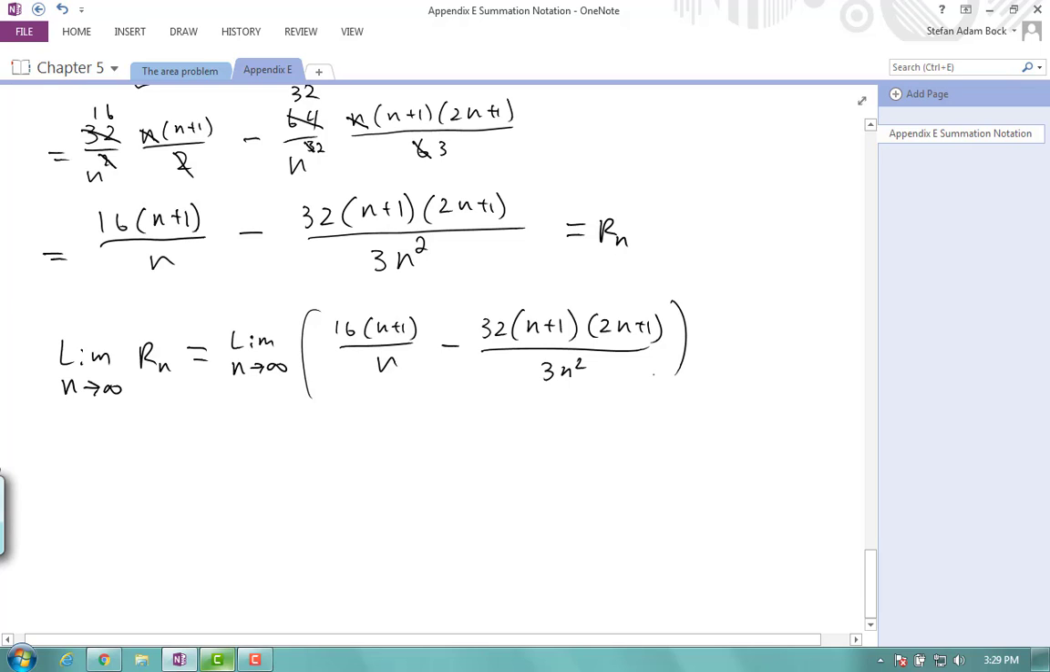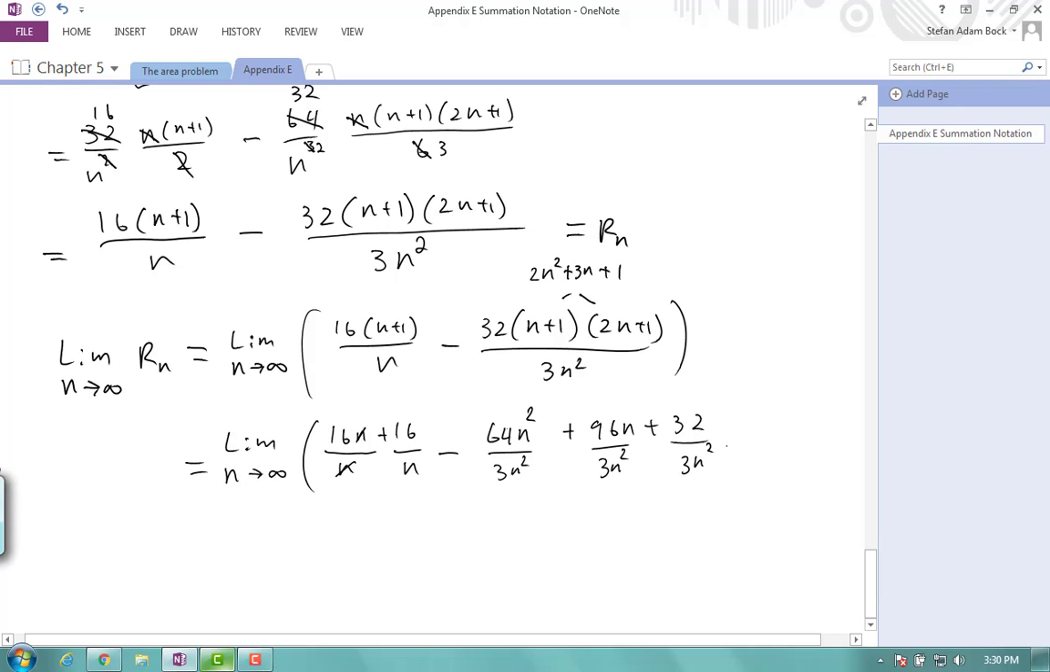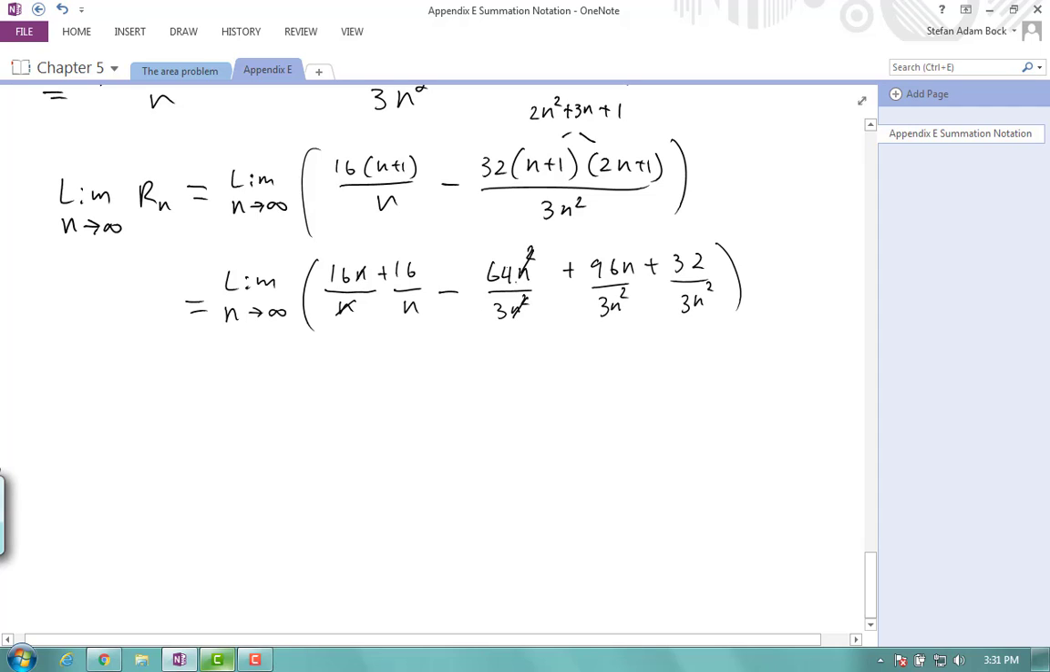Now I can't just plug in infinity because I've got fractions and differences and all kinds of things are going to go wrong. But I can go ahead and try to evaluate this limit. This is now 16n plus 16 all divided by n, minus, what does 2n plus 1 times n plus 1 look like? I'm going to have 2n squared plus n plus 2n plus 1. And this is multiplied by 32, so I have 64n squared plus 96n plus 32 all over 3n squared. But look what happens. Those n's cancel, these n squareds cancel, and everything else has at least one n in the denominator.